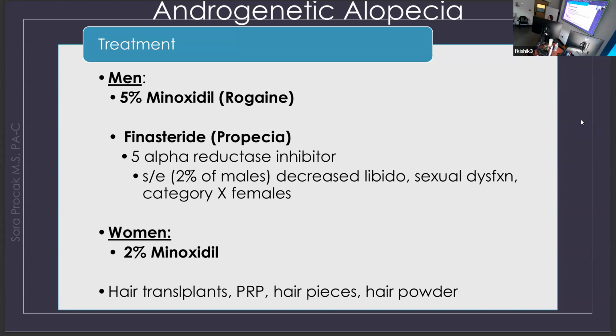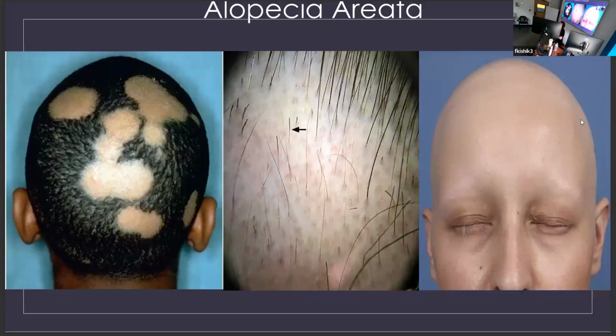So for someone who has more mild thinning, that might be an option for them, okay? All right. Alopecia areata.